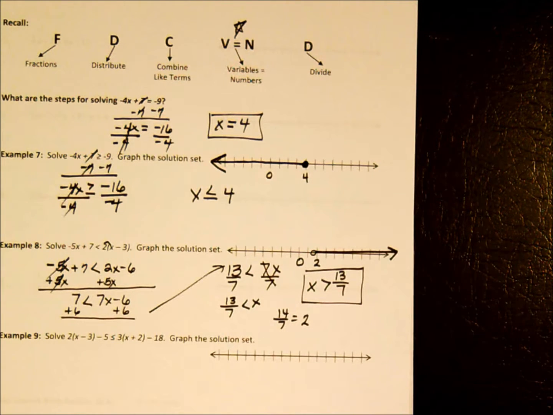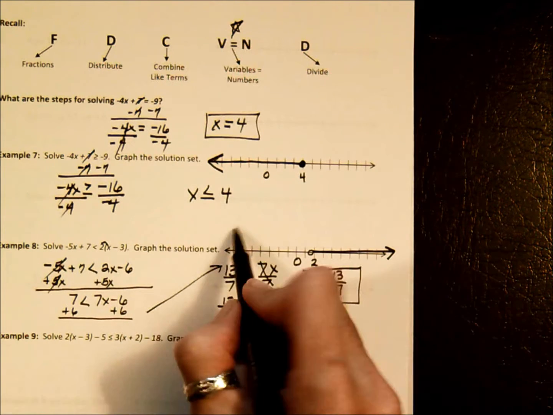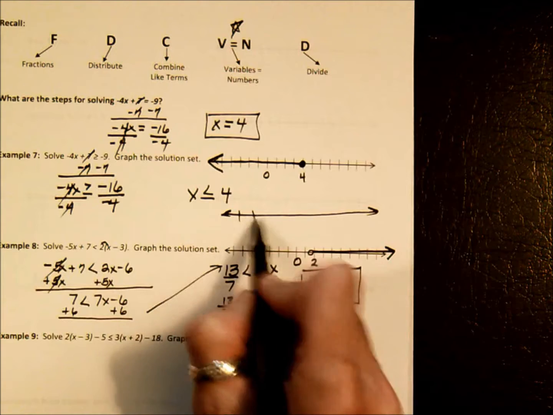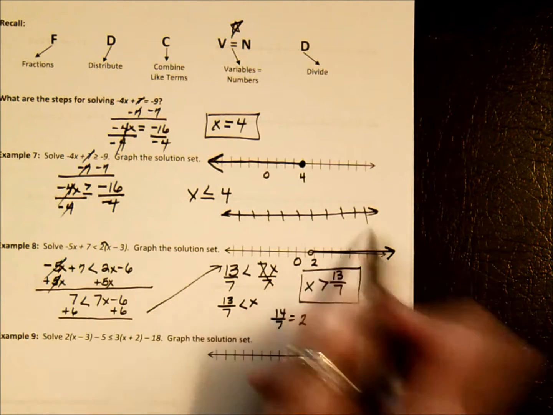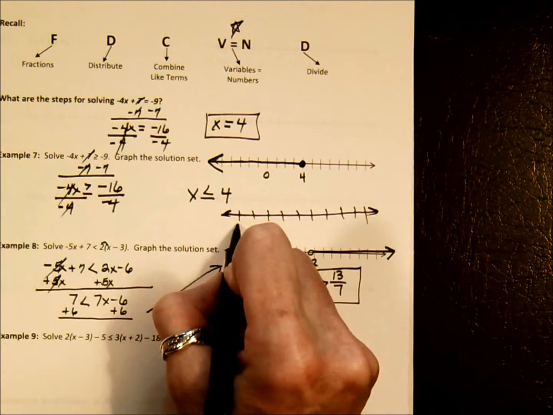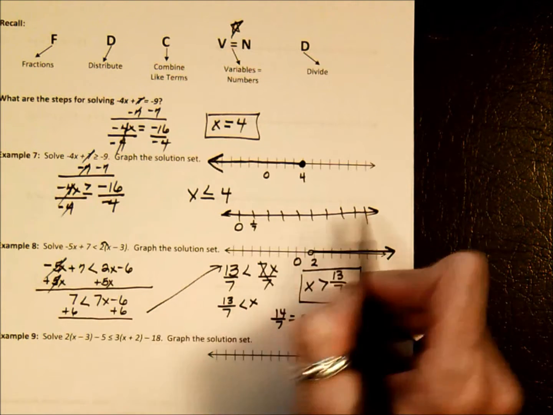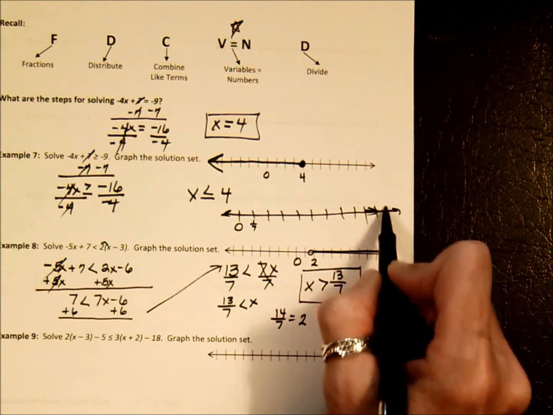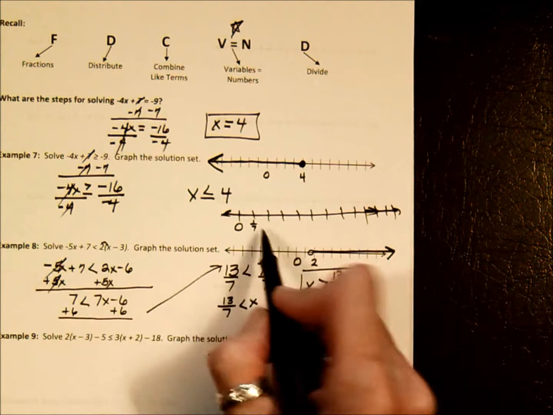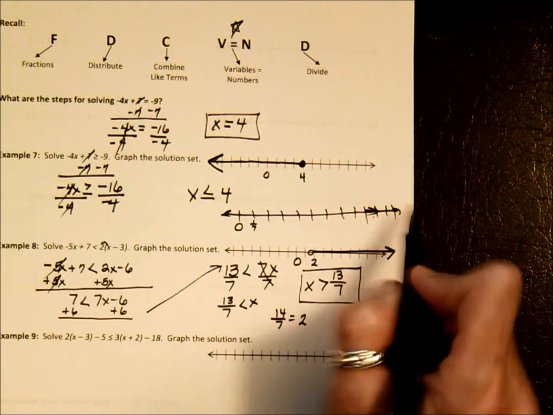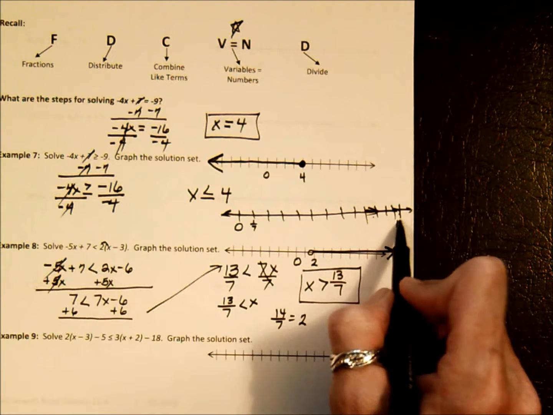Now I'm going to show you another way you could have done it. I'm going to put it up here where we have space. I could have called this 0, this 1/7, 2/7, 3/7, all the way, and I didn't make mine long enough, all the way up to 13/7. So 1, 2, 3, 4, 5, 6, 7, 8, 9, 10, 11, 12. I still don't have it long enough. 13.